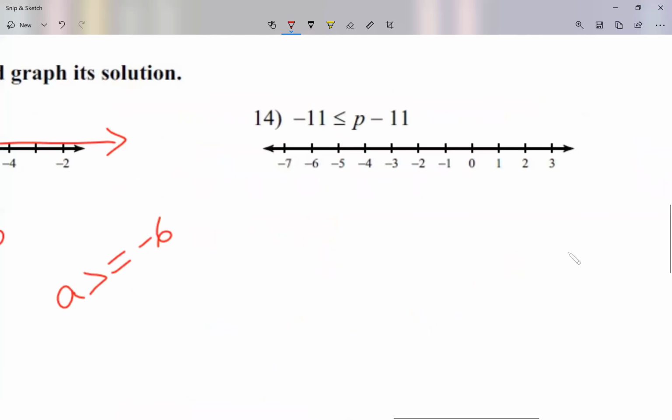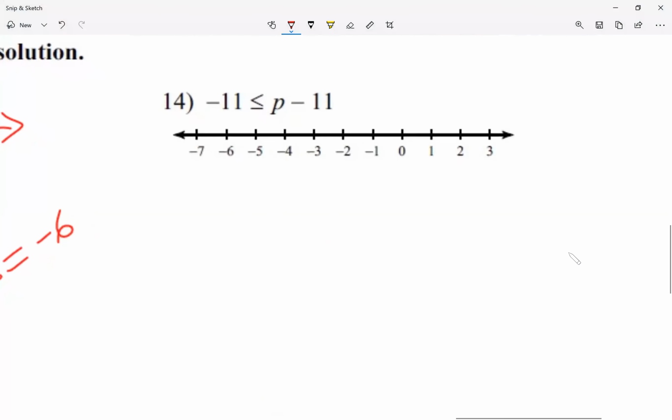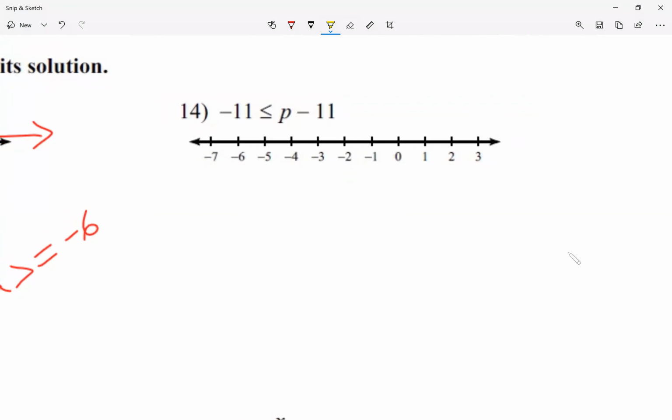Let's take a look at our last example. Let's take a look at number 14. I find my inequality sign is here. The letter has to be on the left. So I'm going to put P minus 11 on the left side and my -11 on the right side. Basically, these two sides switch. Right, I'm going to flip everything, including the inequality sign. I'm going to go like that. The inequality sign also flips, right? Everything flips. I want the P by itself.